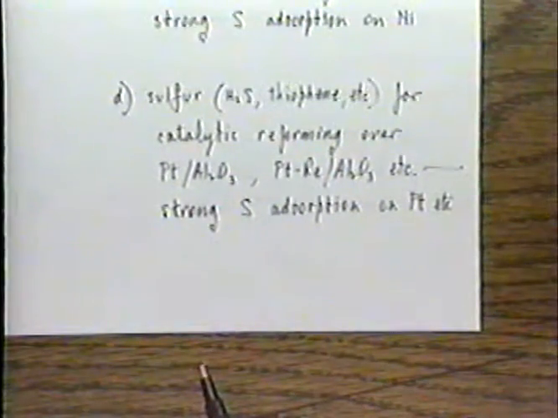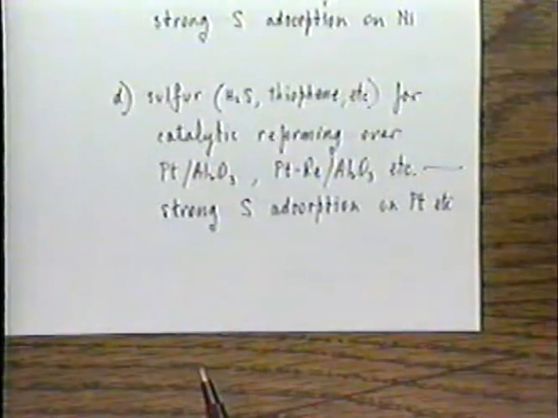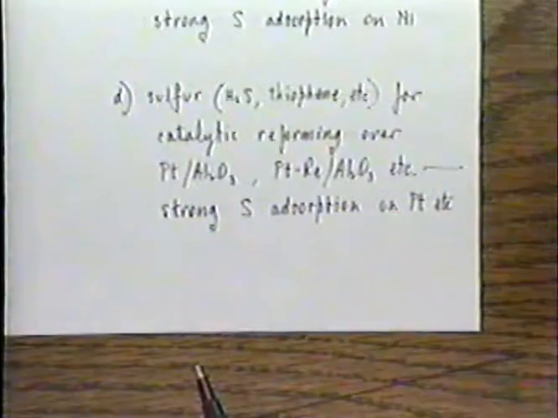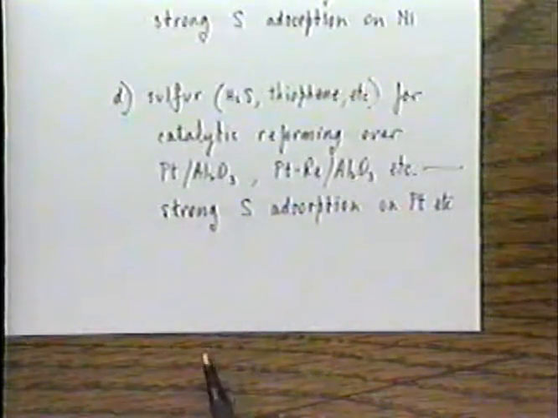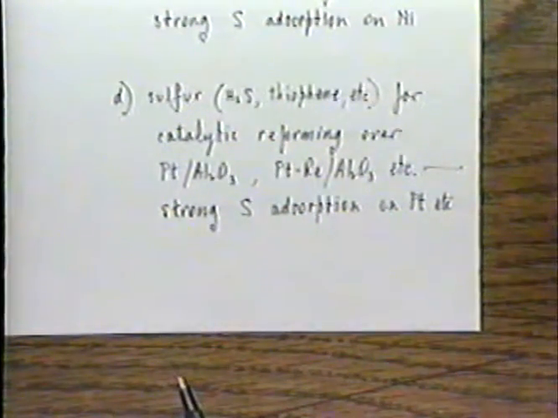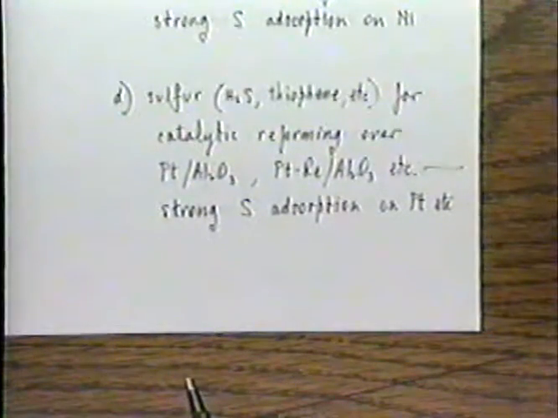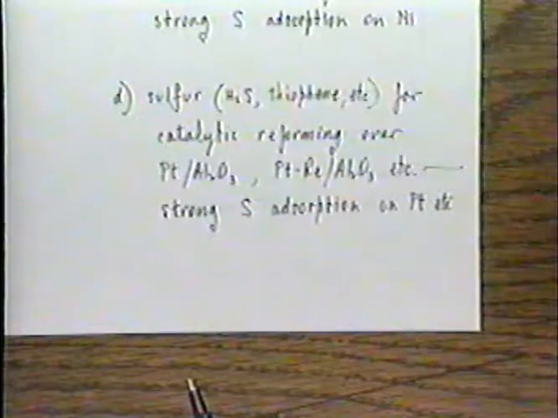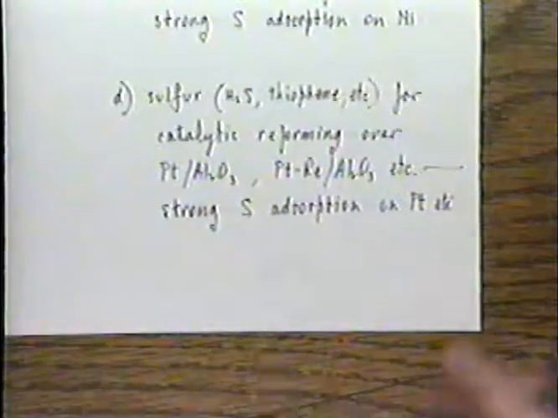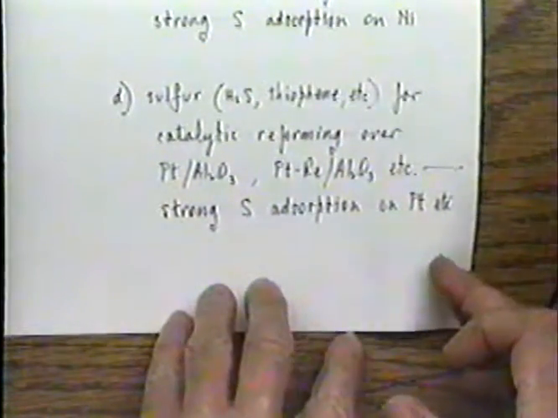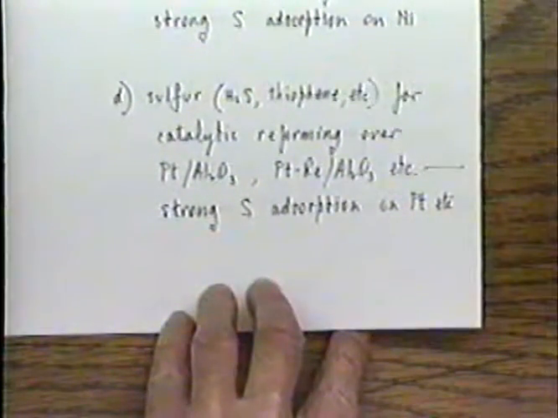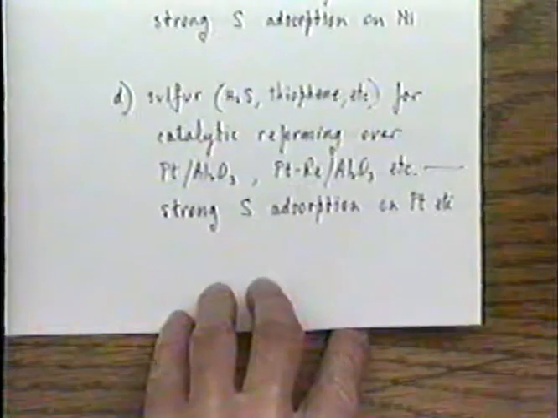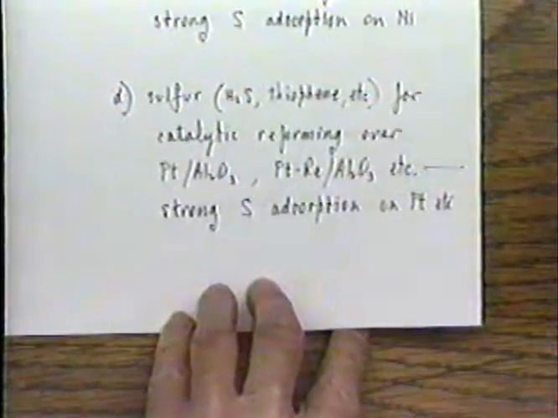It's not uncommon to avoid getting into a poisoning regime where the metallic function becomes inactive. It's not uncommon to require the sulfur levels to be in the few parts per million region, and that's a major hurdle when you're operating on a tons per day reactor basis.